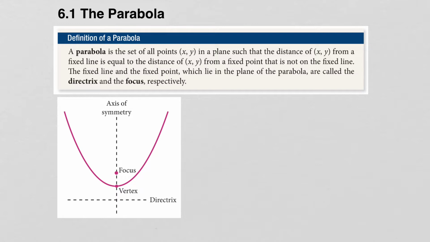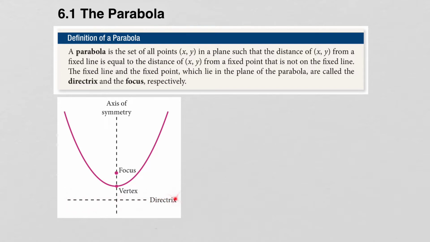A parabola is the set of all points in a plane such that the distance of those points from a fixed line is equal to the distance of those points from a fixed point. The fixed line and the fixed point, which lie in the plane of the parabola, are called the directrix and the focus, respectively.